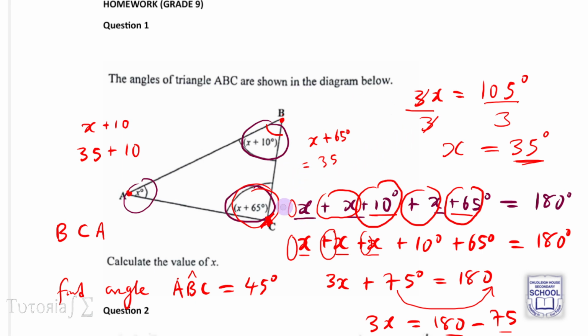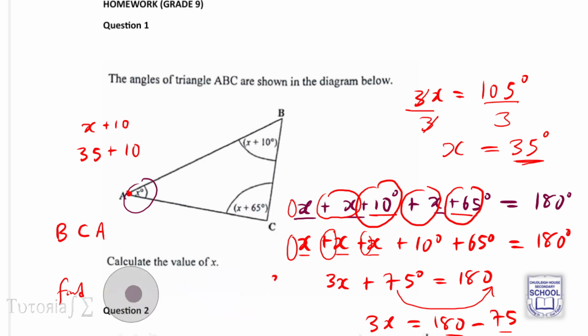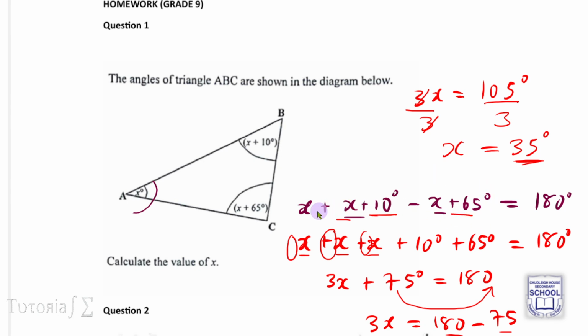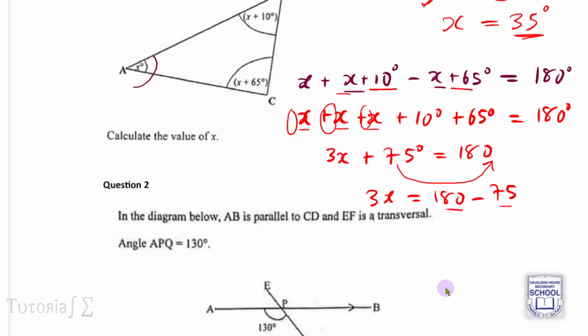So for you to find the angle, let me just erase this. For you to find the value of X, you use the fact that when you add the angles, what you're getting is 180 degrees. Let me just erase this for you so that you can write properly. So when you add the angles, this angle plus that angle plus that angle, it should give you 180 degrees, and we simplified and it gave us that. We can go to the next question.